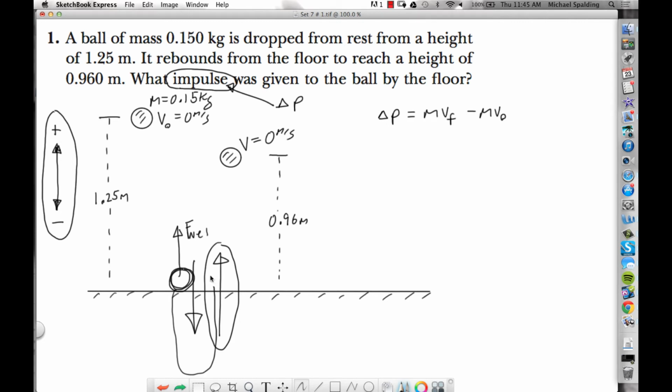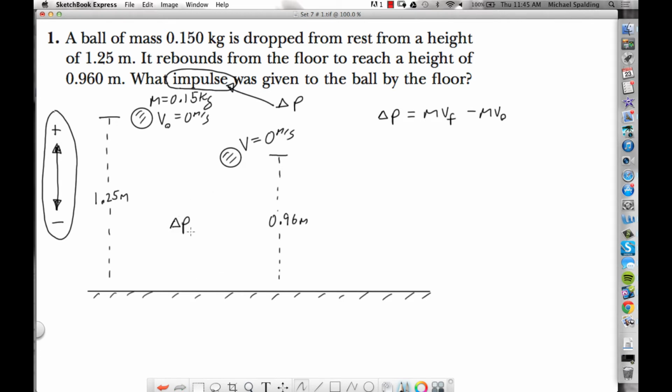So which way is the change of momentum in this problem? The change of momentum is going to be directed upward, okay, as a result of the ball hitting the floor. So for change of momentum, we're going to be using this equation: momentum final minus momentum initial. We already know the mass. What we have to figure out is V final and V initial, okay?